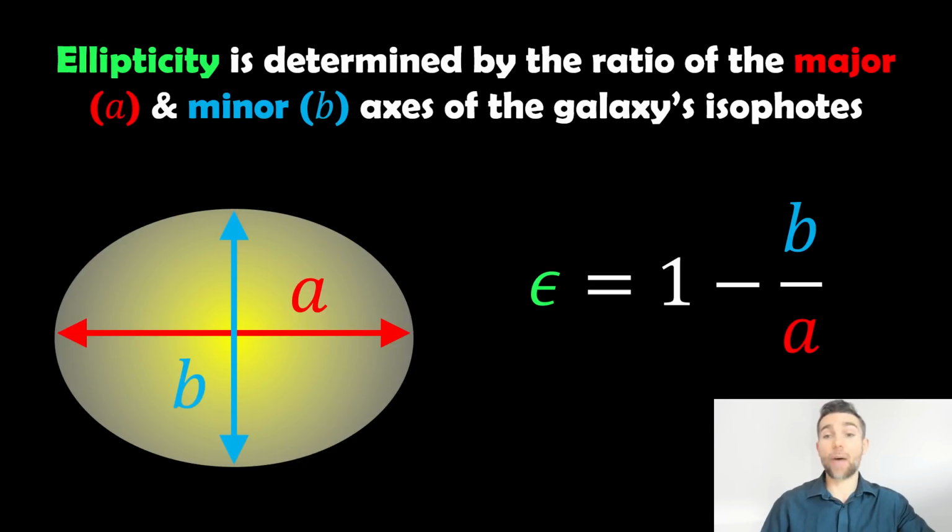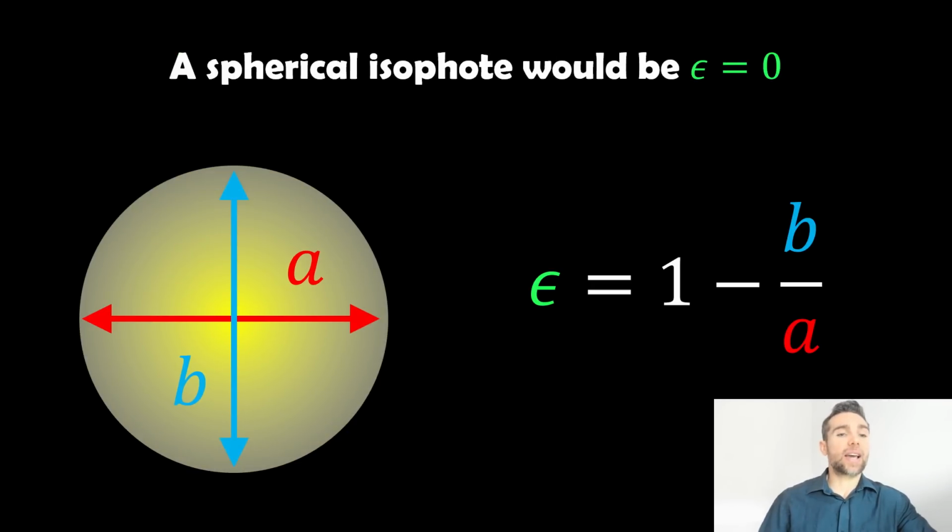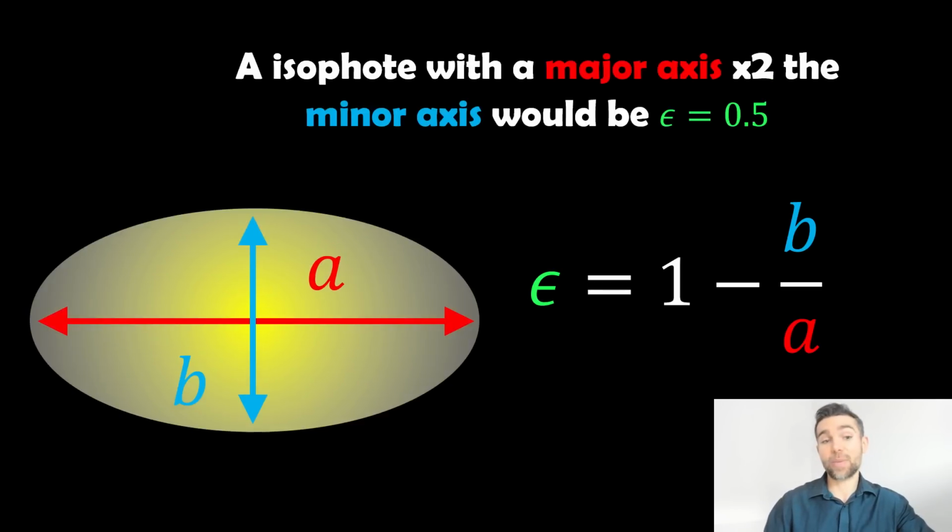To give you an idea of how it might work, if we had a spherical isophote, so it's symmetric all the way around in all directions, then A and B are going to be the same. So basically we end up with a 0. So the ellipticity is 0. Now if we then increase our major axis and leave the minor axis the same, so if we double the major axis in comparison to the minor axis, then we end up with an ellipticity of about 0.5.